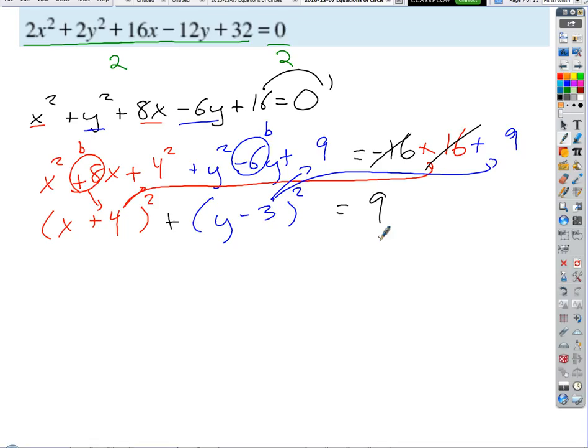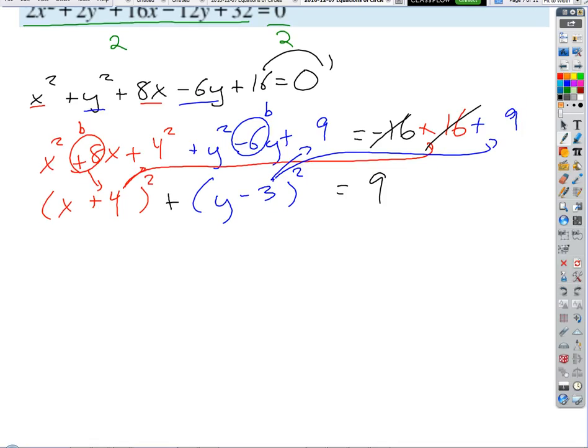Whoa. Seriously, do you guys, honestly, just take a second. Where do you get the 9? -16 plus 16 is 0, plus 9. Where do you get the 9? Okay, listen. I get the 9 because I started off with a -16, right? And I had to add 16 to both sides and 9 to both sides to create the perfect square trinomials. So that's 4 squared. Let me write it as a 16. Would that be better? Okay. So I added 16 to both sides and 9 to both sides, right?